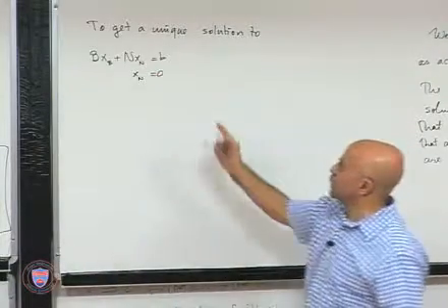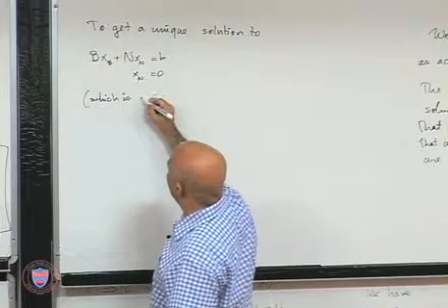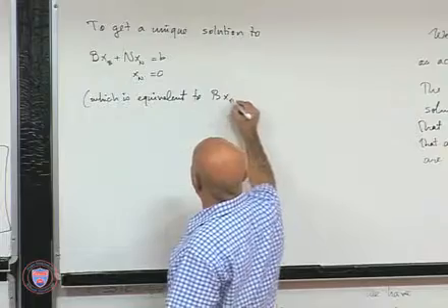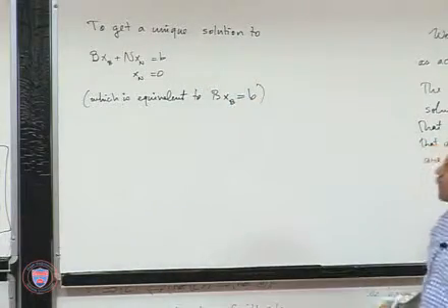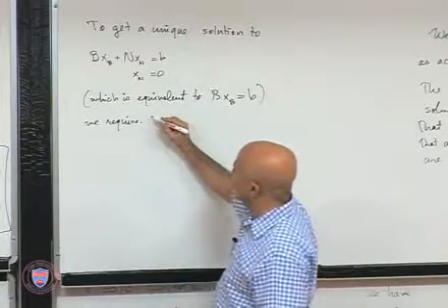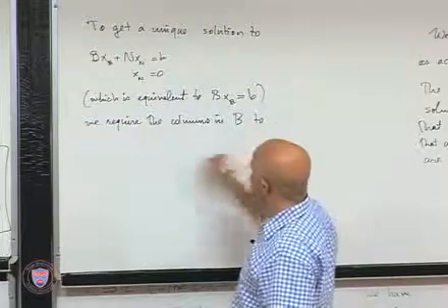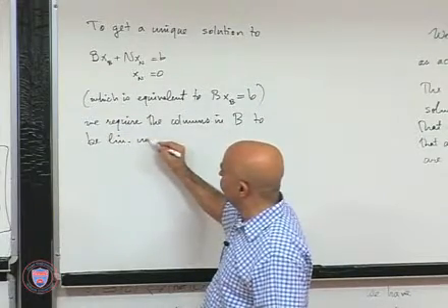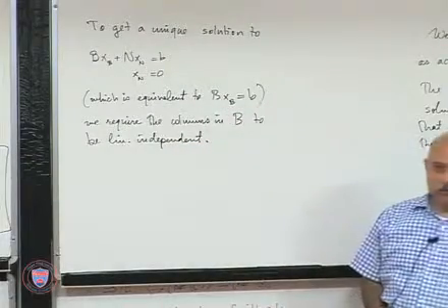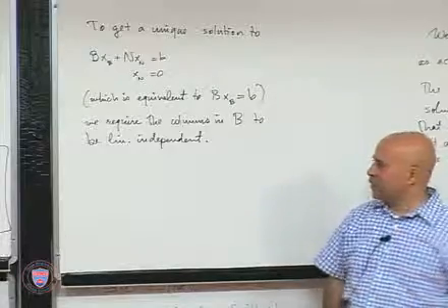So to get a unique solution to this system, which is nothing but B x_B equals b, we require the columns in B to be linearly independent, so that B x_B equals b gives you a unique solution, which allows you to construct a unique solution to the original system.